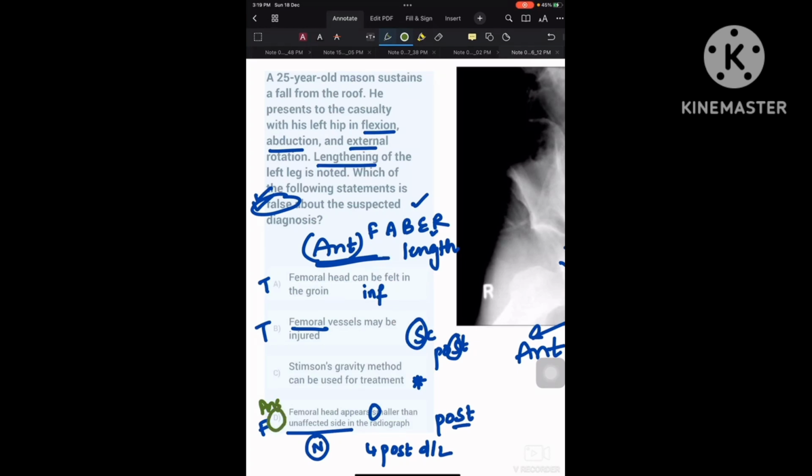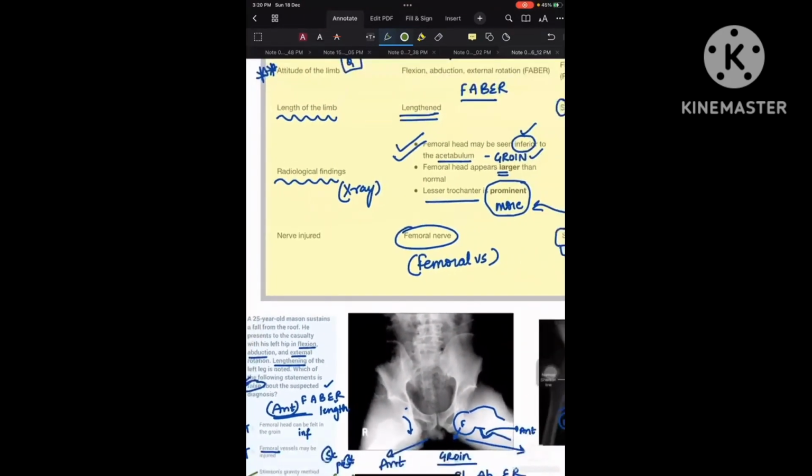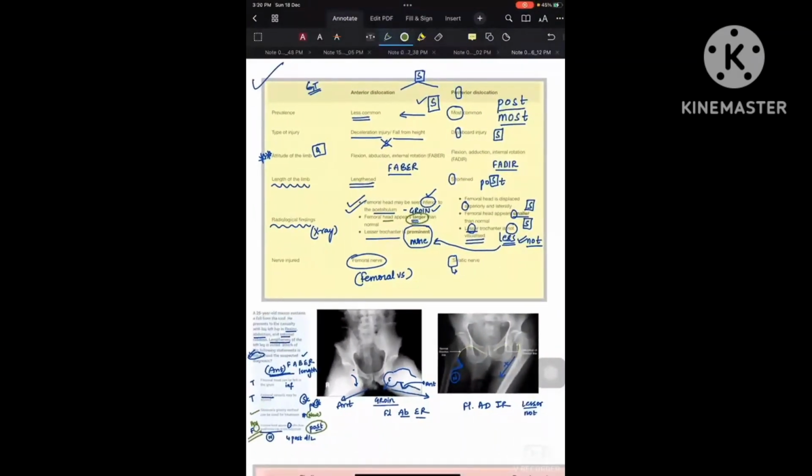Even though we don't know about this option C, we can still answer these kind of questions if we know the other three options perfectly. So Stimson's gravity method can be used for the treatment is the new point learned from this question. So the answer is option D, that is smaller than unaffected side in the radiograph is seen in the posterior dislocation of the hip, whereas in the anterior dislocation, femoral head appears larger. So this completes the beautiful table, the radiographic images and the question, how to solve the question, how to approach the options in this short video.